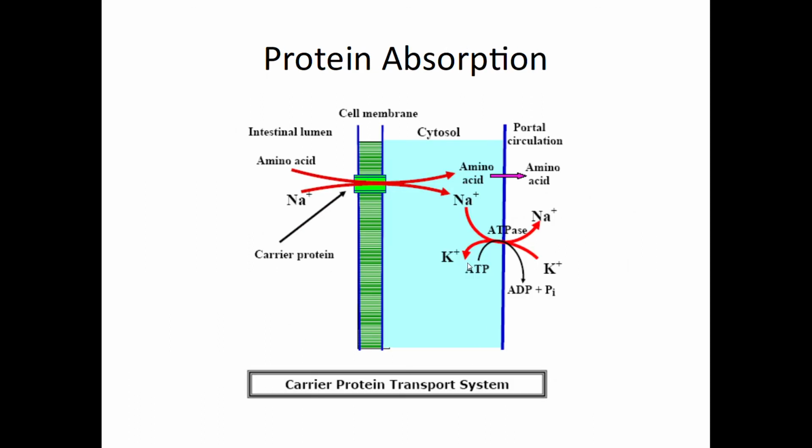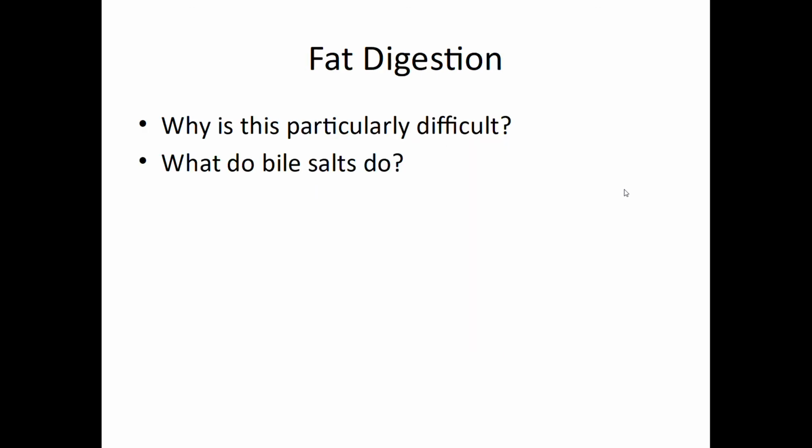So here we're seeing another sodium symport. Just the same as with the glucose, we're pumping sodium out, then we're letting it fall down its concentration gradient, carrying amino acids up their concentration gradient into the cell, and then they can fall down their concentration gradient back into the blood. So that's protein digestion. Then finally we move on to fat digestion.